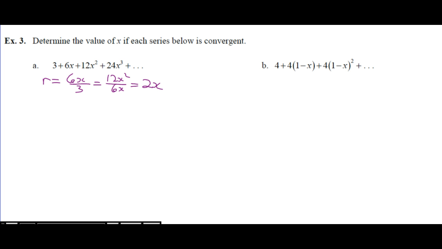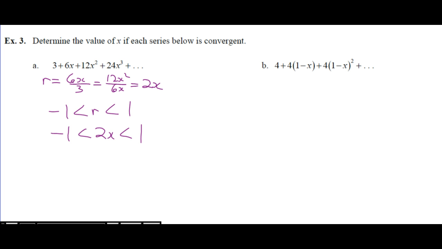What do we know about r? It must be in between -1 and 1. Right, so we know -1 has to be less than r, which has to be less than 1. But what have we got? We've got r is equal to 2x. So we know that 2x must be between -1 and 1. So what can we say about x? x must be in between -1/2 and 1/2.